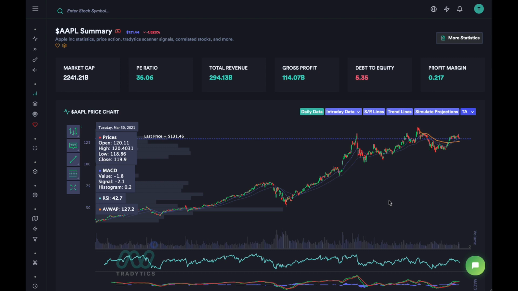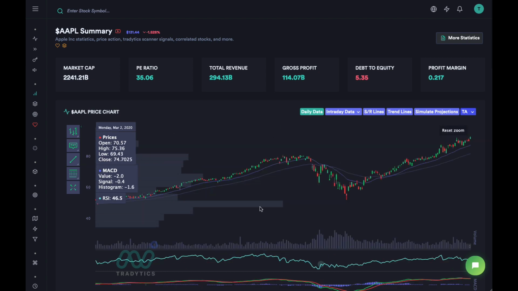Similarly, when the moving averages are going down, or when the moving average has a negative slope, that means that the stock is officially in a downtrend. Let's see a few examples. So here we can see that the moving averages are going up. The slope of the moving averages is positive, so we are in an uptrend and the price keeps going up.